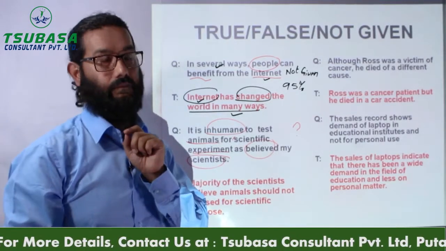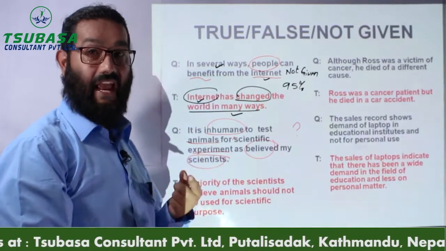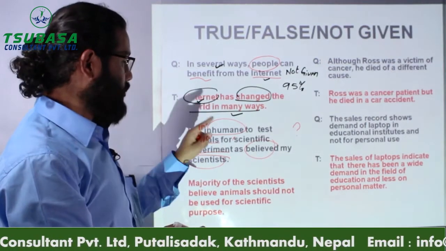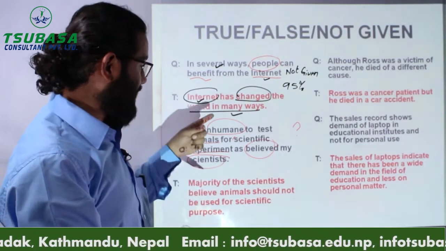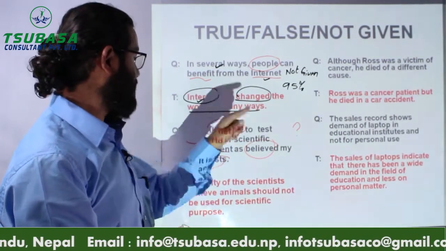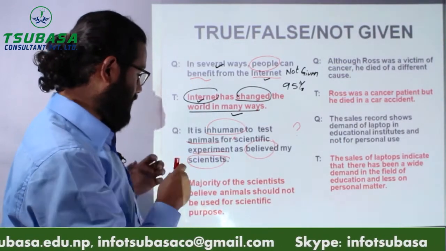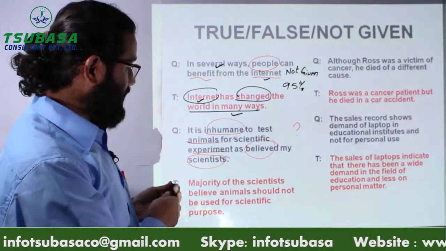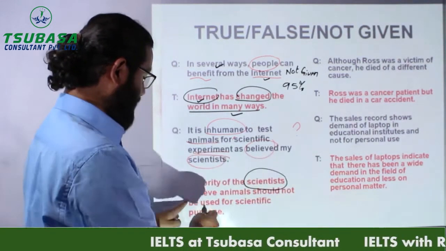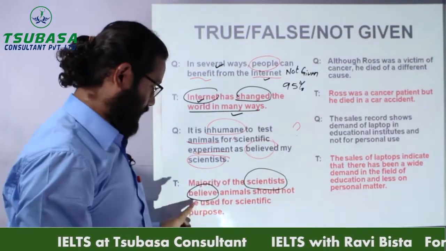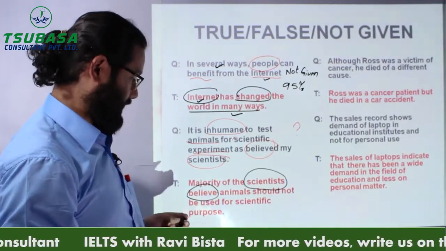Now, let's go to the text and find out whether the scientists believe that it's inhumane to test animals for scientific purpose. It says here, majority of the scientists, it does talk about scientists, believe. So this matter is matchable. Animals should not be used for scientific purpose.